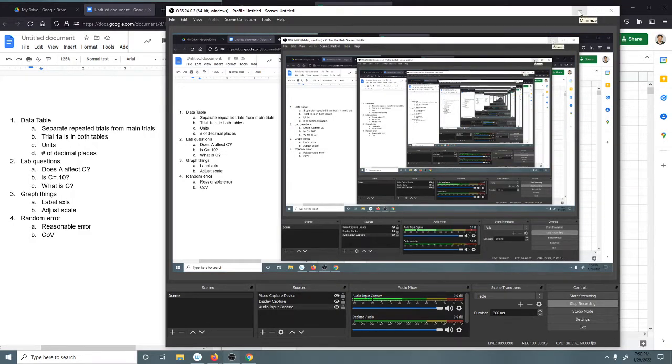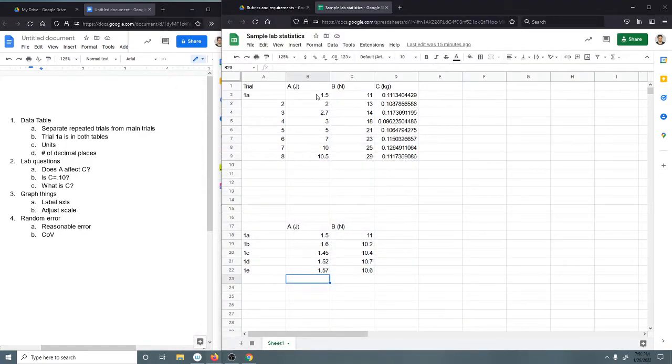This is just a short video on the calculations and statistics for lab reports, because this is something we really need to have down. I've got some made up data right here, and I want to talk about the data table, then the statistics, and then the error. That's the goal here, as you can see over the side.